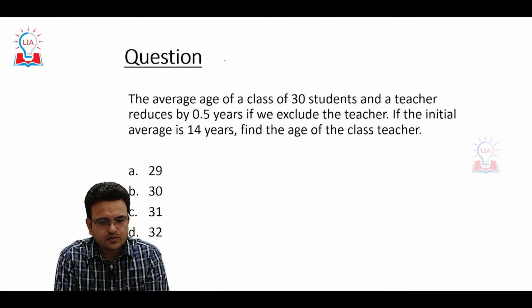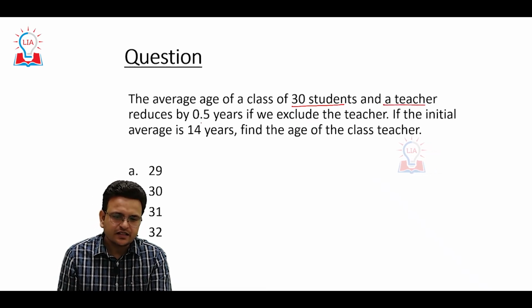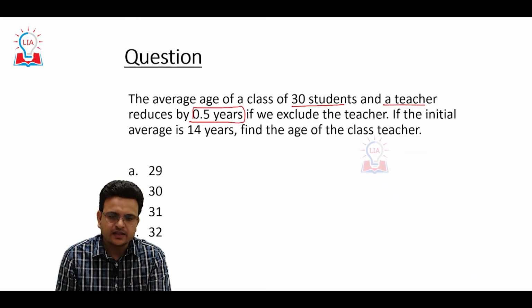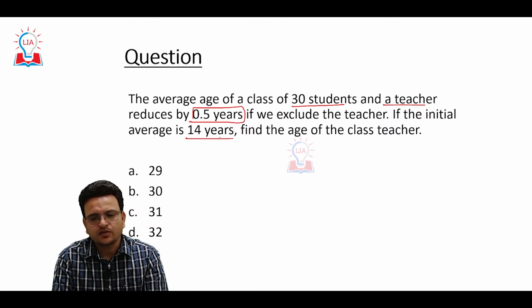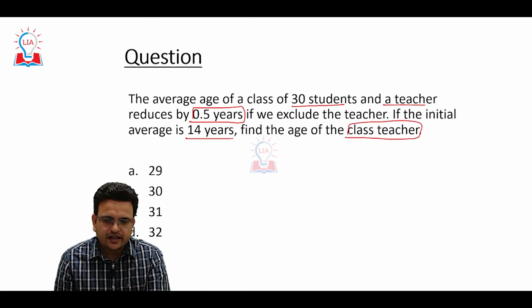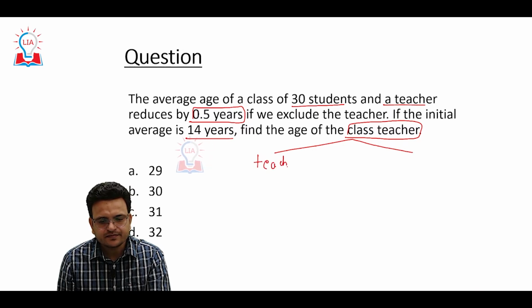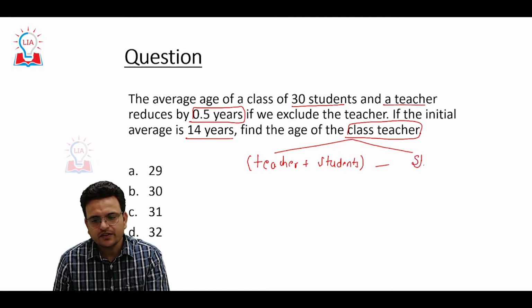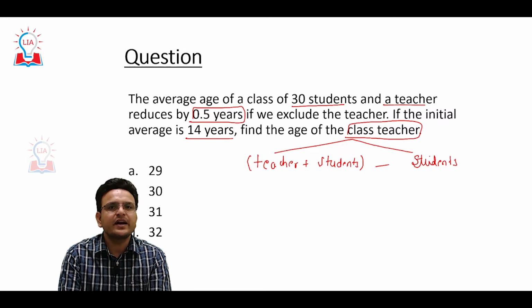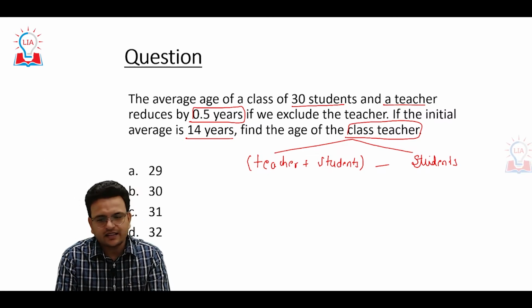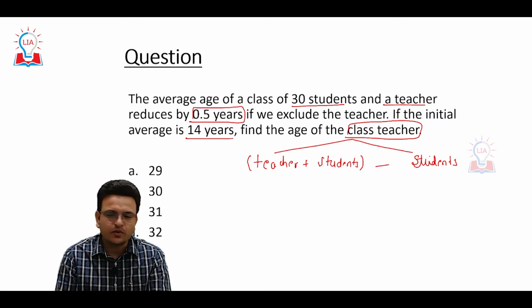Second question: the average age of a class of 30 students and a teacher is reduced by 0.5 years if we exclude the teacher. If the initial average was 14 years, what is the age of the class teacher? So here, again simply, I want to calculate the age of the teacher. I take the total age of teacher plus students, minus the total age of the students. If I subtract the age of the students from the age of teacher and students, I am going to get the age of the teacher.